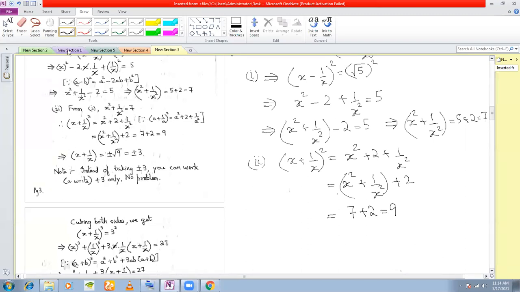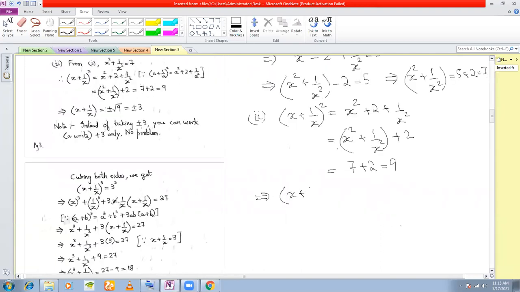So what have we got? We have got x plus 1 by x whole square as 9. That means you get the value of x plus 1 by x as plus or minus 3. You can simply take plus 3 also.